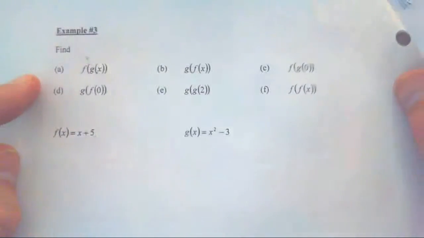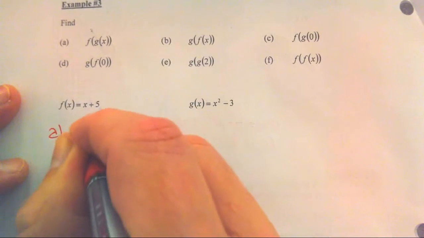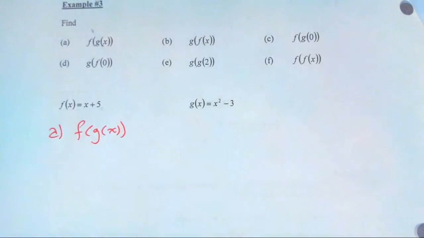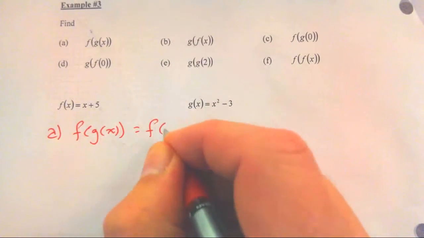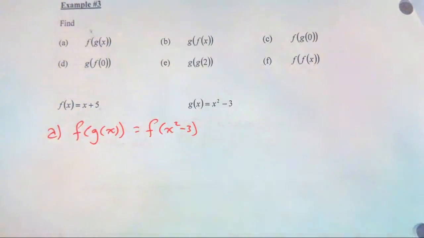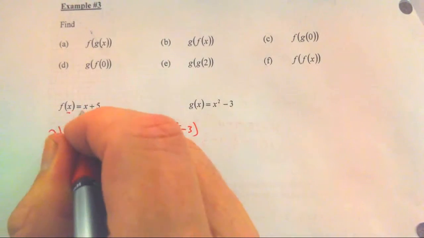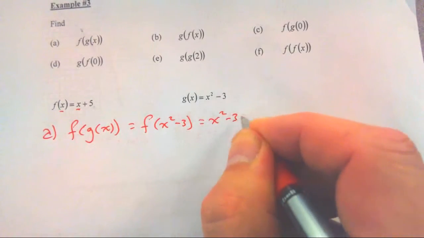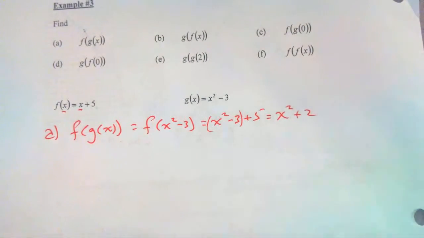Okay. I think this is going to be pretty easy for you. A, f of g of x. F of g of x, given f, given g, is the same as f of x squared minus 3. This is pretty simple. You've been doing this for a while. F is a factory that takes things and adds 5 to them. It doesn't add 5 to each of these. It adds 5 to that thing. So that is x squared minus 3, add 5. It takes that thing, puts it right here for x squared plus 2. Simple.